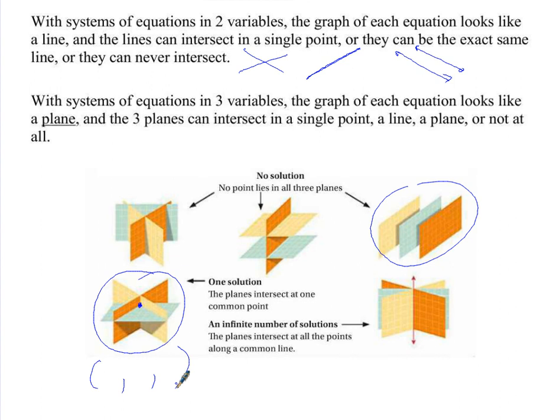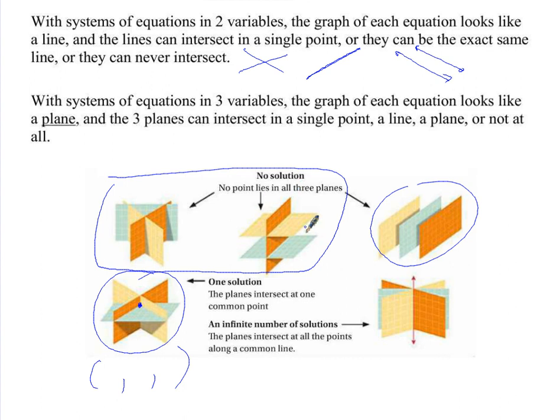For these two cases right here, we have no solution. Well, we also have no solution for this one as well, but that's kind of obvious. Even though these planes here cross, there is no one place where all three planes are touching the exact same ordered triple at the same time. So because of that, in this case, there is no solution.